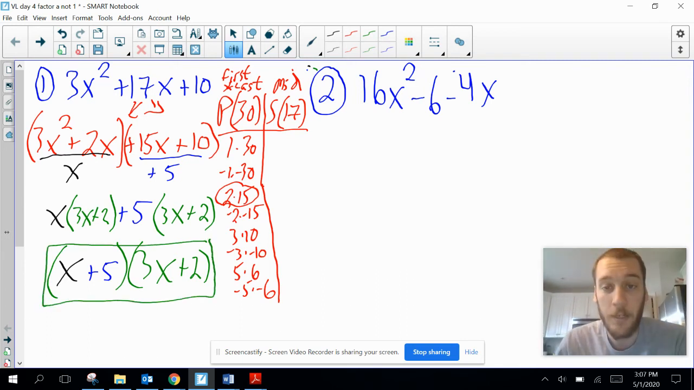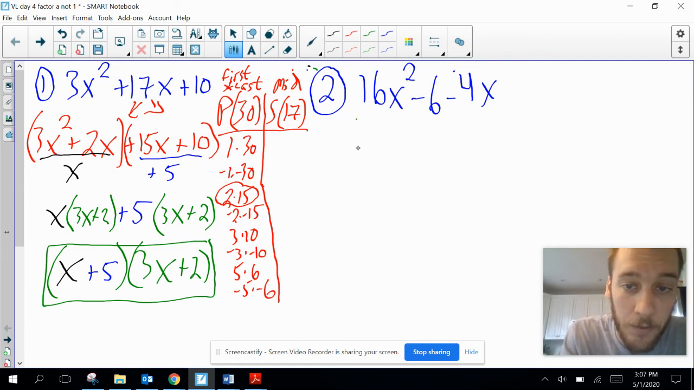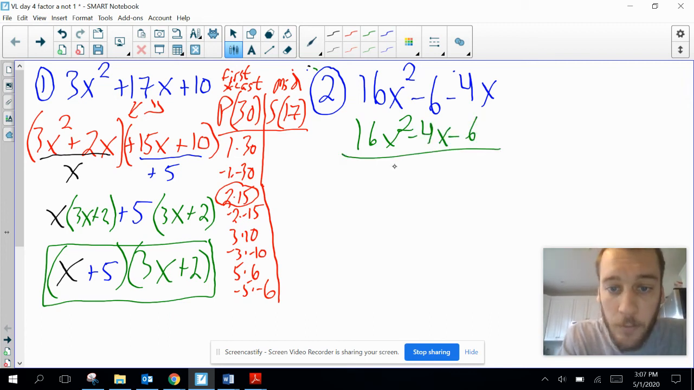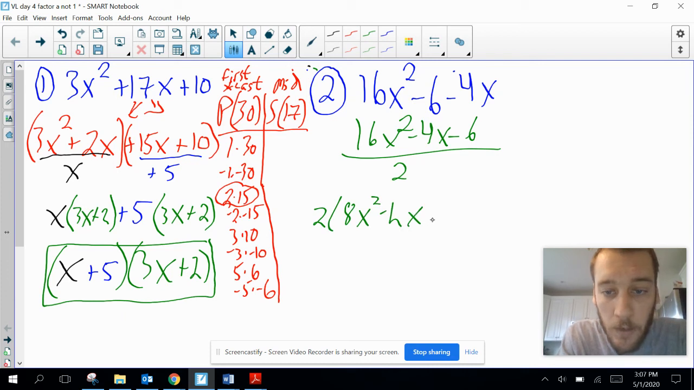All right, number 2. It's a little bit different. It's in the wrong order. So first thing I'm going to do is put it in the right order. You got to have the x term second and the number term last. Then these are all divisible by 2. I got to take that out. We've got 8x squared minus 2x minus 3. And now I can look to factor.